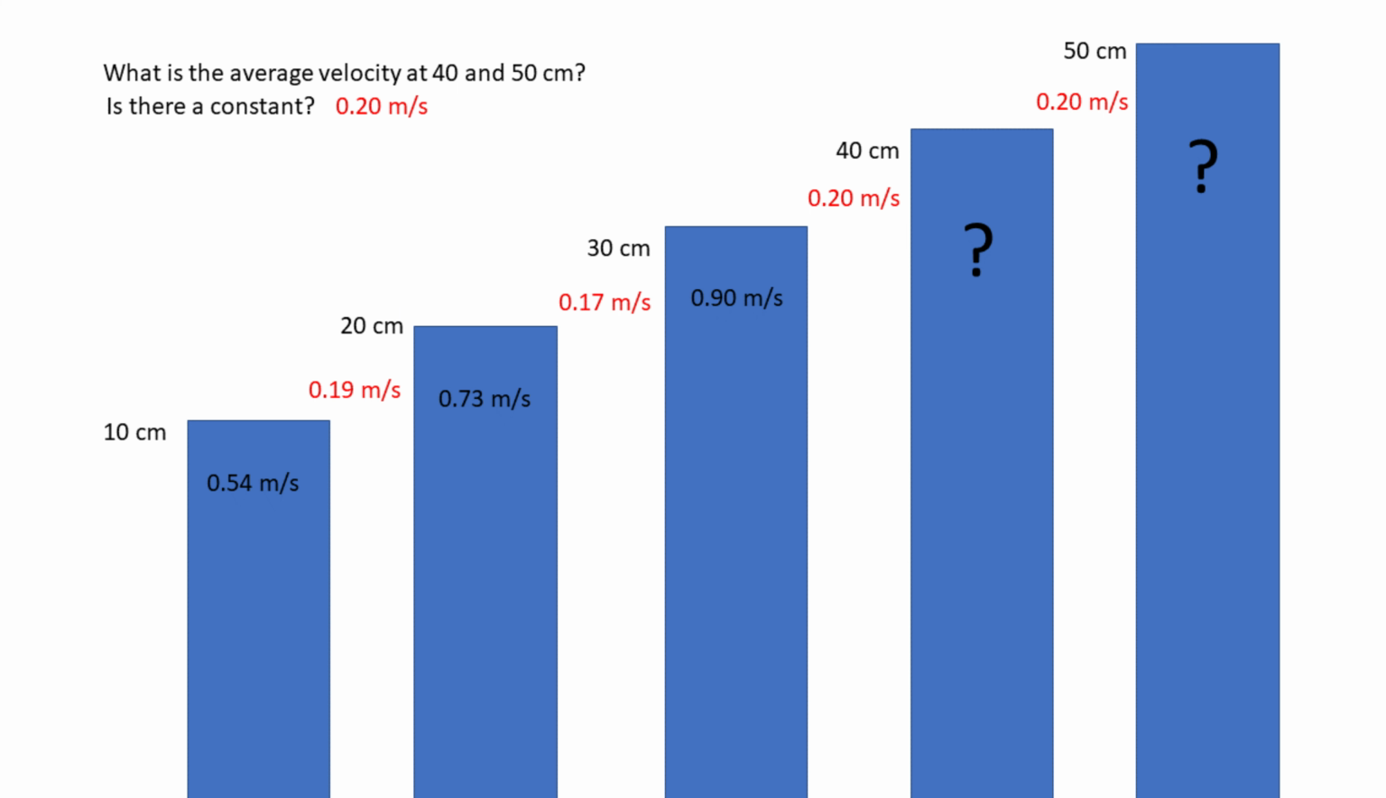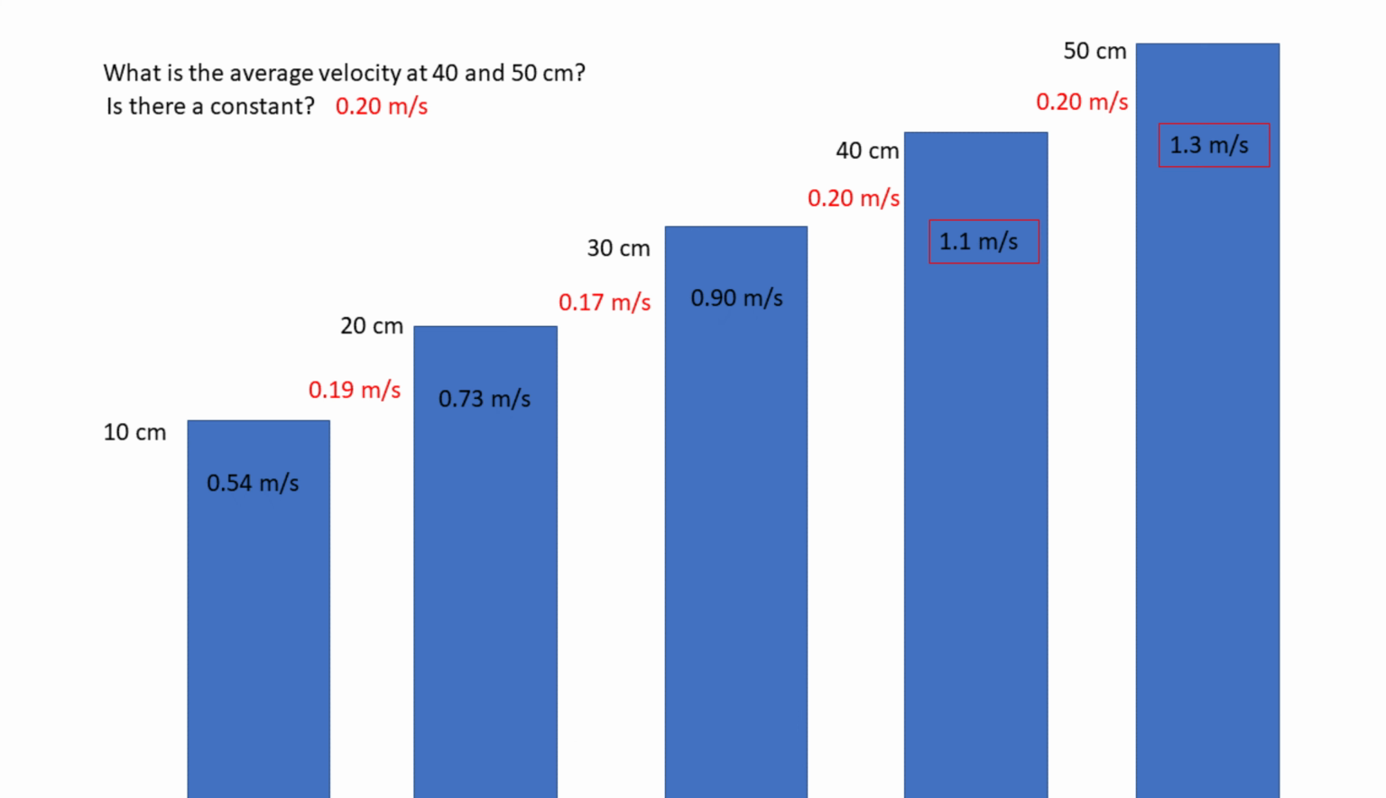So, add lang natin yung 0.20 to 0.90 from average velocity sa 30 centimeters height. Makukuha natin dyan is 1.1. And also, 0.20 plus 1.1, you will get 1.3. So for 40 centimeters in height, we have an average velocity of 1.1 meters per second, while in 50 centimeters in height, we have 1.3 meters per second. Diba? We solved for those two in just basing from the data we have obtained earlier from the experiment.